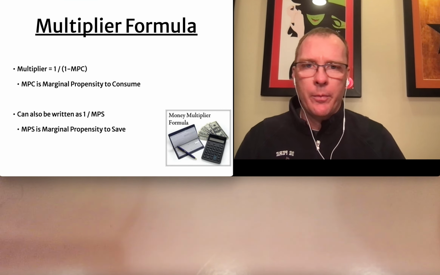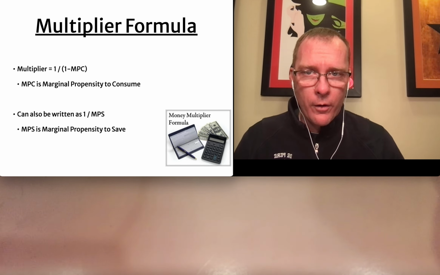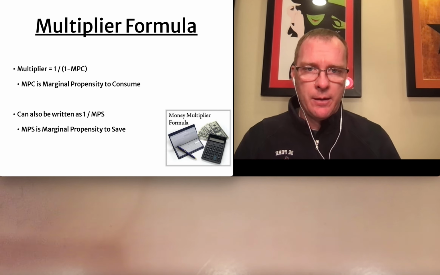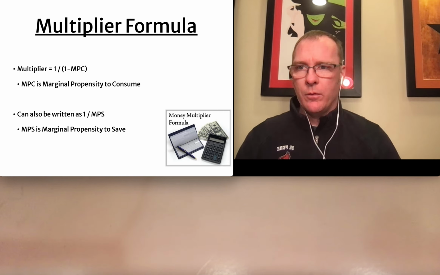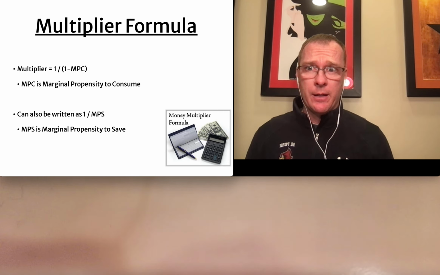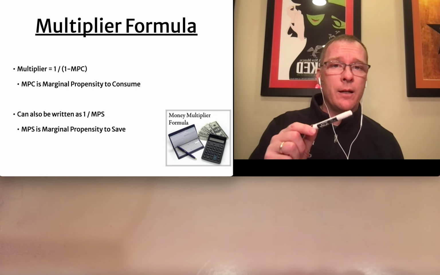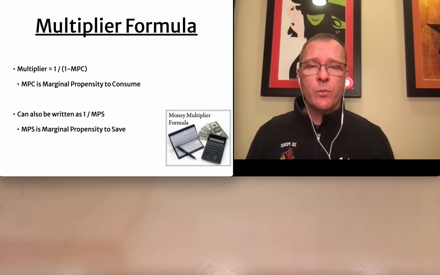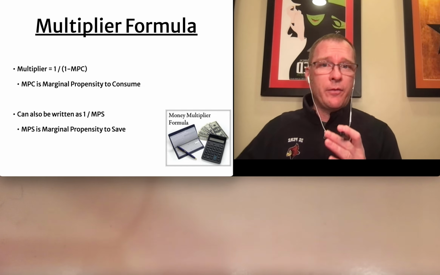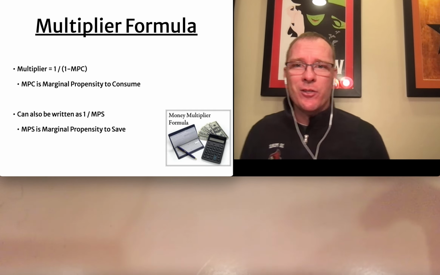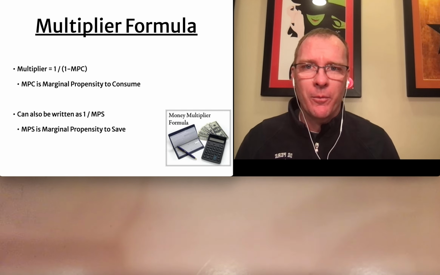So when you look at the multiplier, it is 1 over 1 minus the marginal propensity to consume. When you think about this, 1 over 1 minus the marginal propensity to consume is also 1 over the marginal propensity to save, right? Because when we looked at the first part, it has to add up to 1. So you can write it either way to figure out what your multiplier is.